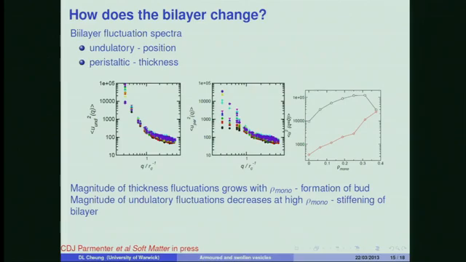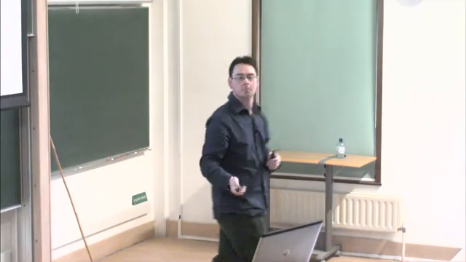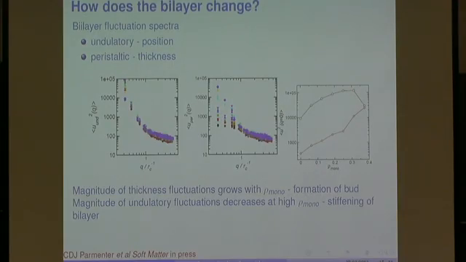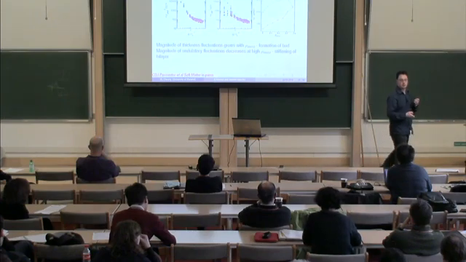But the undulatory modes, first of all, increase. As I said, you see more prominent waves, more prominent undulations in the bilayer as you add these hydrophobic molecules. But above a certain point, above this budding transition, that then drops again. So essentially, this transition is accompanied by a stiffening of the bilayer.